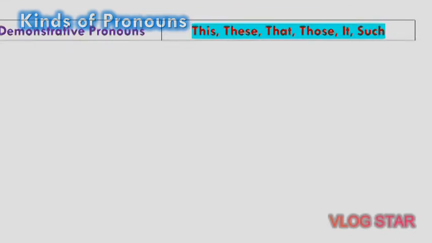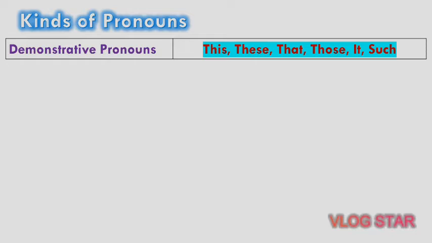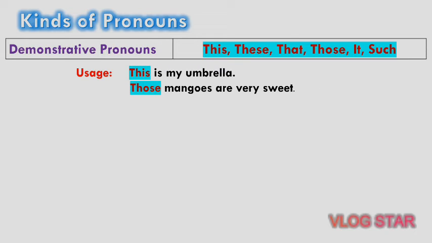Next one we have the demonstrative pronoun. The demonstrative pronouns try to point out something, they indicate something, and these pronouns are this, these, that, those, it, such. These five or six pronouns are called demonstrative pronouns. And if we see the usage, these pronouns also perform the function of that particular pronoun as well.